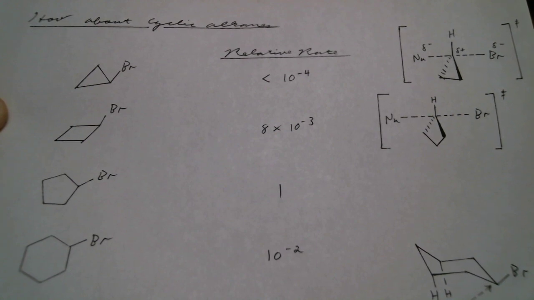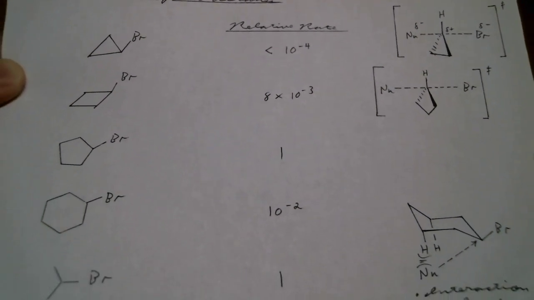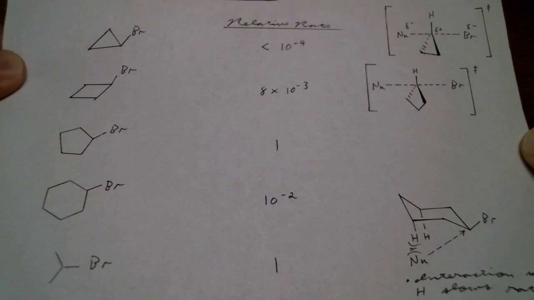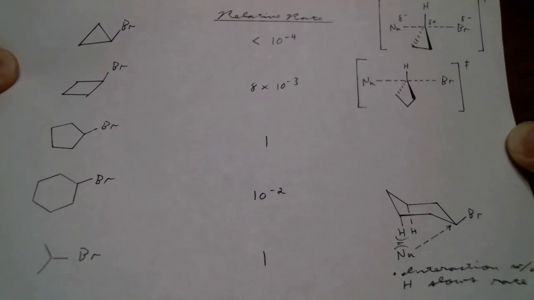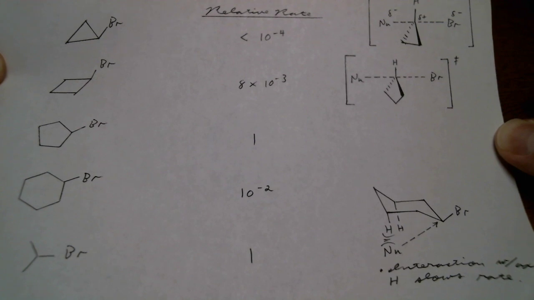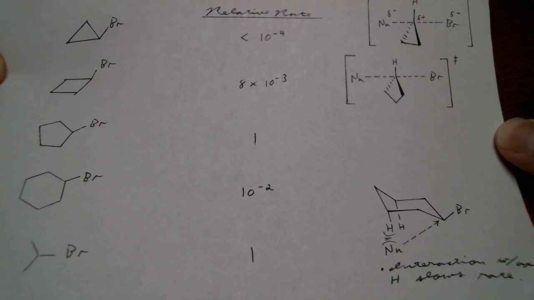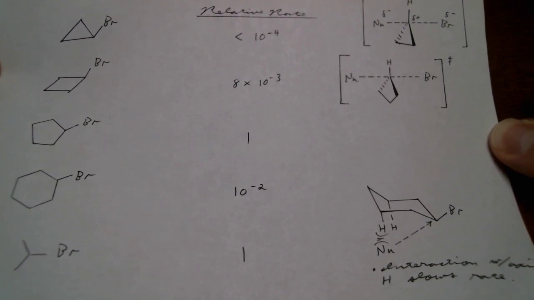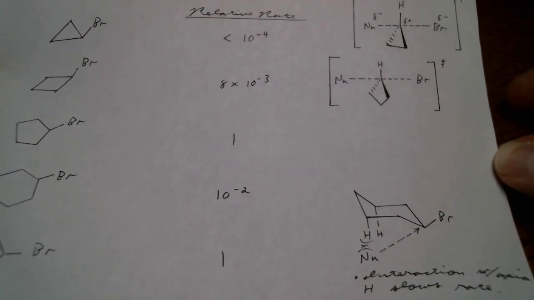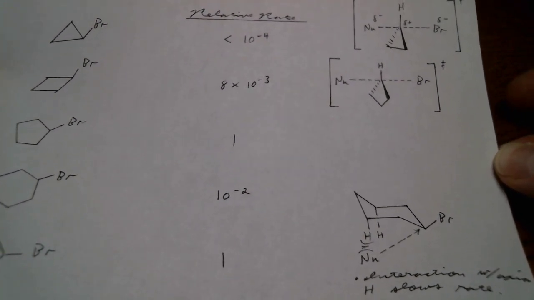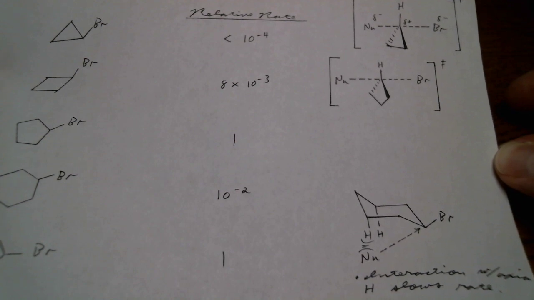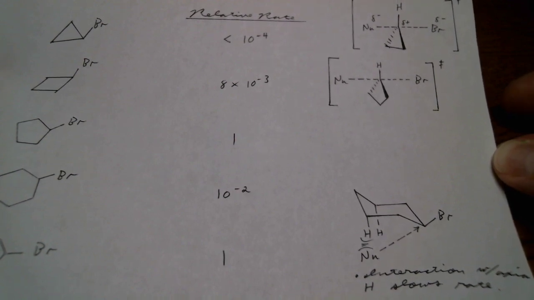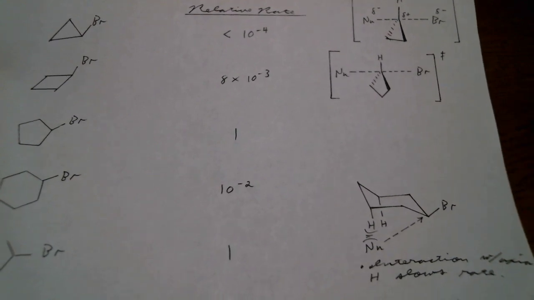Our bromocyclopentane, we established, had a relative rate of 1, which was comparable to isopropyl bromide, and even our favorite six-membered ring, bromocyclohexane, was a slower reacting electrophile in the SN2 reaction with a relative rate of 10 to the minus 2, because our nucleophile interacts with the axial hydrogens in the low energy conformer of our bromocyclohexane ring, and that steric interaction slows the reaction rate.